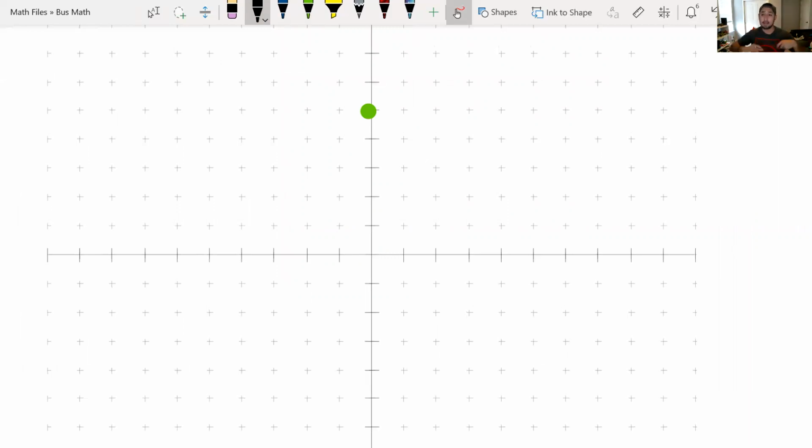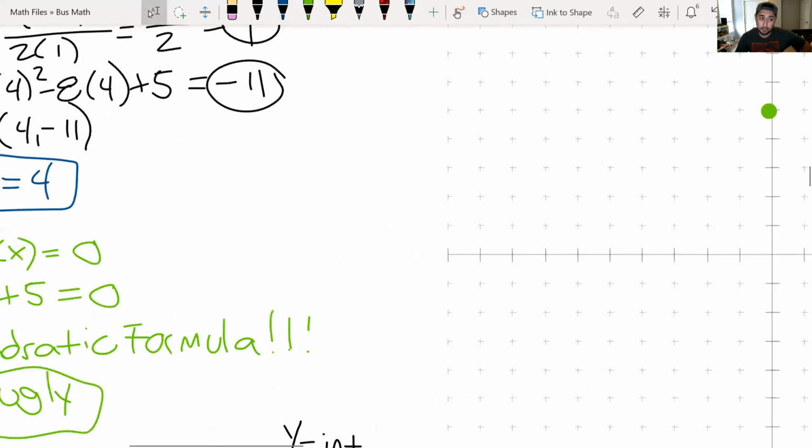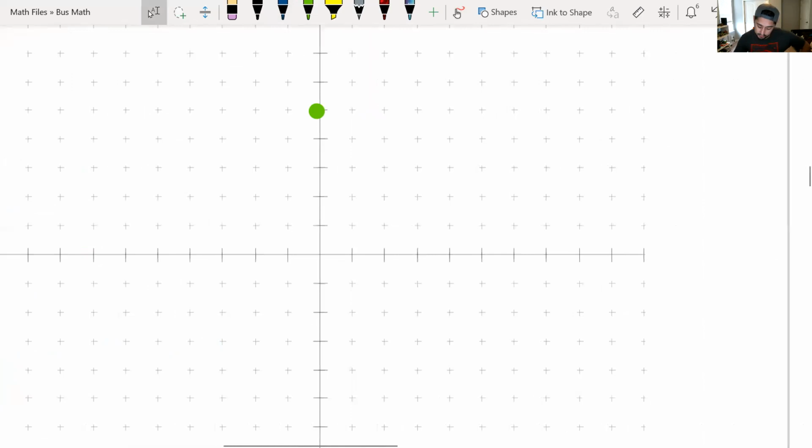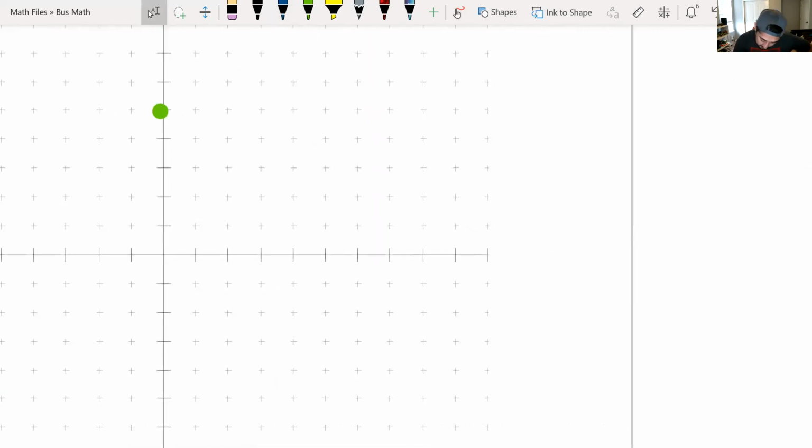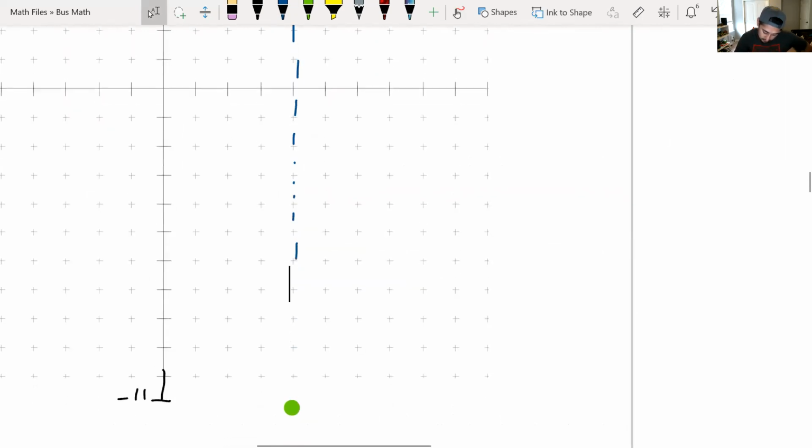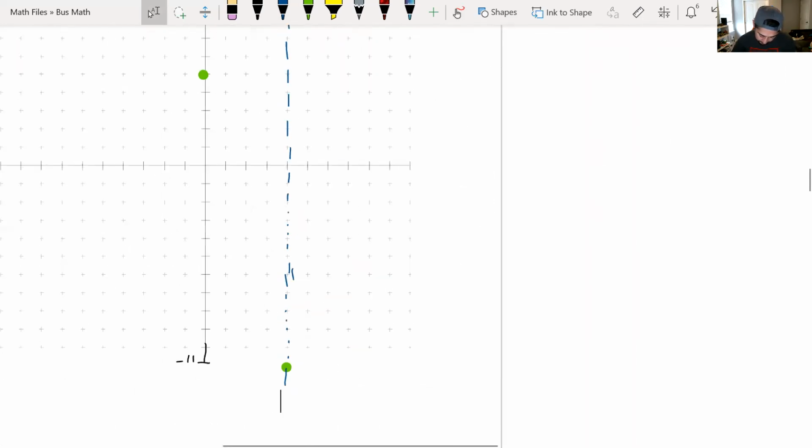We only have 2 points. I said 3 points make a parabola. This is where the axis of symmetry becomes your best friend. Our axis of symmetry is x equals 4. There you go. So that creates a vertical line at 4. So let's do that. 1, 2, 3, 4. Cut straight through it. And see if I can make it a little smaller.